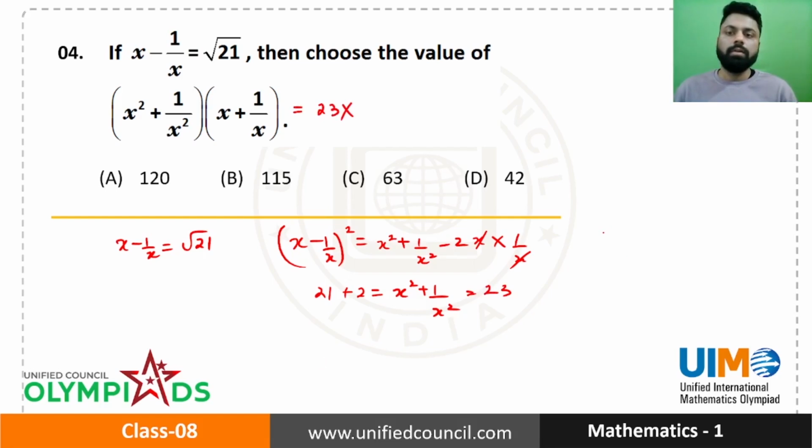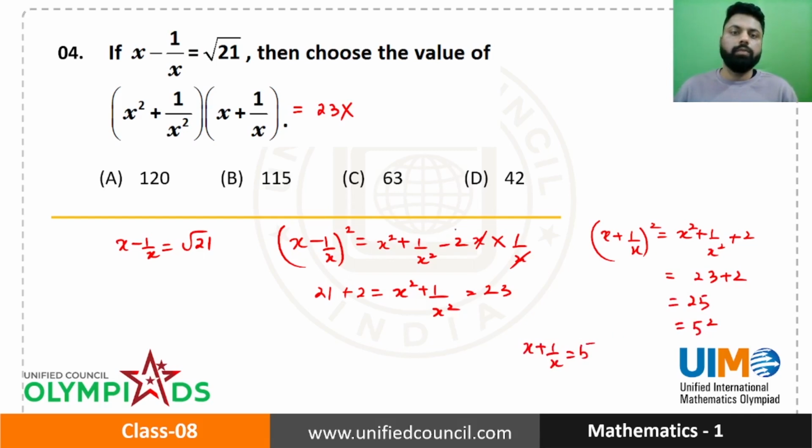Now, x plus 1 upon x whole square is equal to x square plus 1 upon x square plus 2. 23 plus 2, that is 25, which is the square of 5. So x plus 1 upon x is equal to 5. 23 into 5, 115 is the answer.